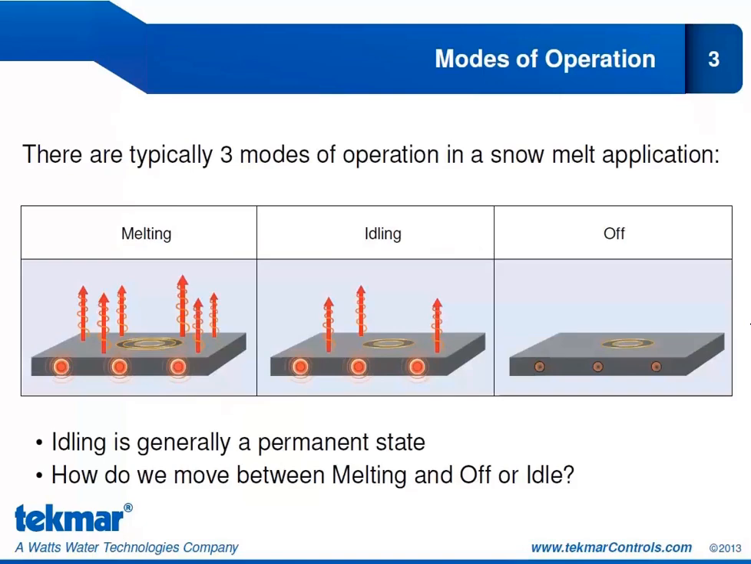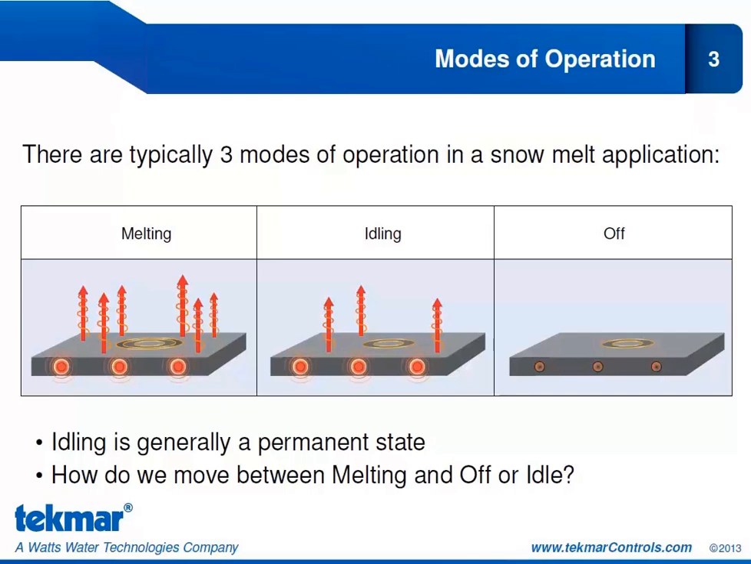So the three modes in most snowmelt applications are melting, idling, and off. Now obviously when we're melting, our slab is at a sufficient temperature that it is able to melt any snow that does accumulate on the slab. Idling would be a lower temperature so that the slab is ready to jump to a melting state should snow fall. And off would be we're not delivering any heat to that slab at all.